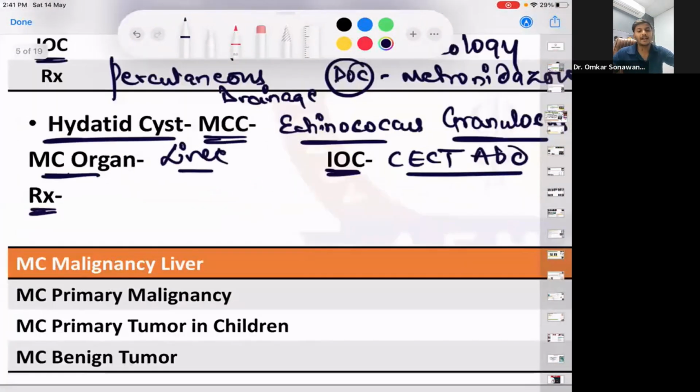What is the treatment? Anybody? The treatment for hydatid cyst. There is a therapy and it has a characteristic name. What is this therapy known as? The treatment of choice for hydatid cyst. Very good. It is known as the PAIR therapy.